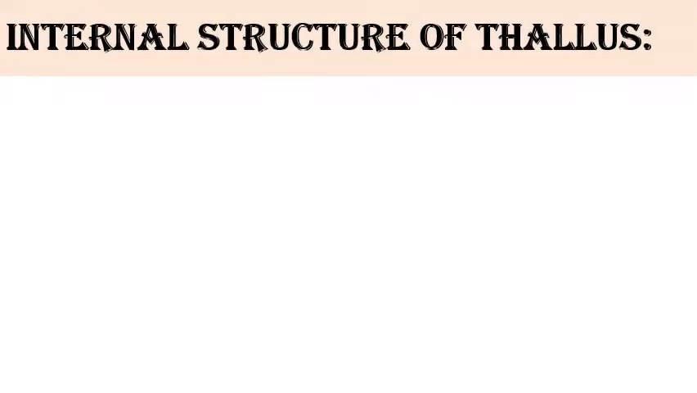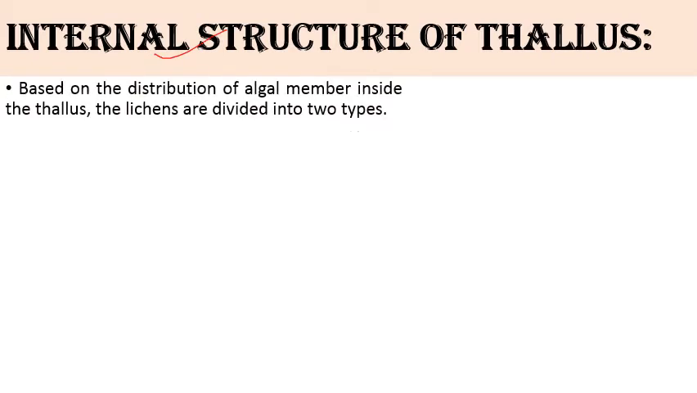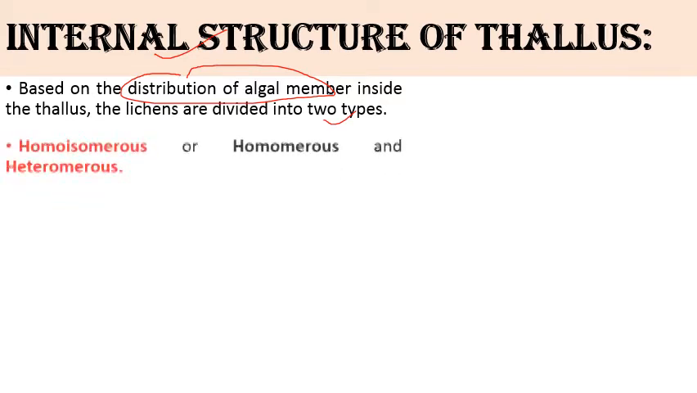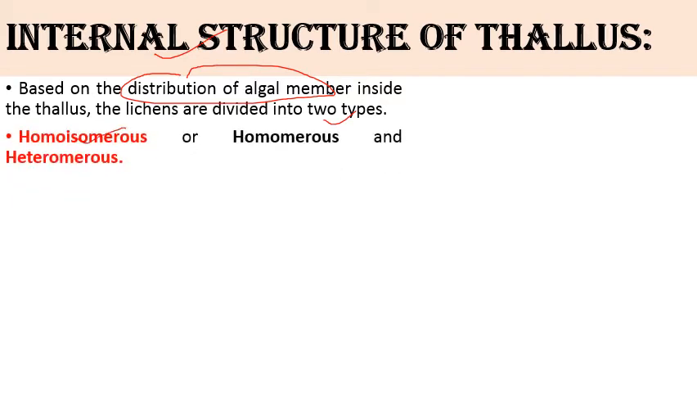The next, the very important one, is internal structure of lichens. So based on distribution of algal component inside the thallus, जो lichens हैं वो डिवाइड होते हैं दो पार्ट्स में. दो तरह के हैं थैलस इसके. एक है होमो आइसोमेरस, and second one is heteromerous.